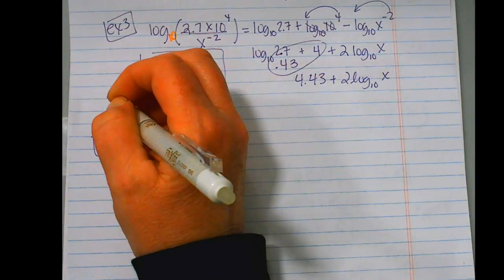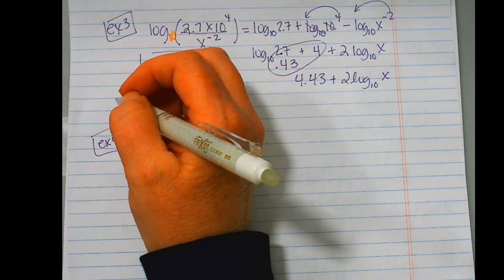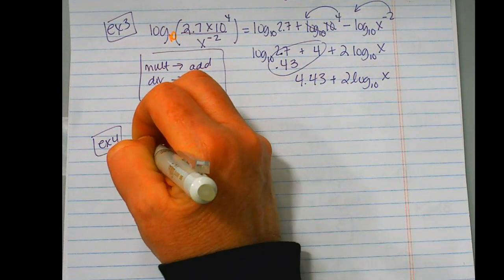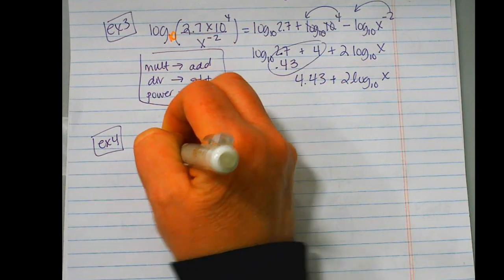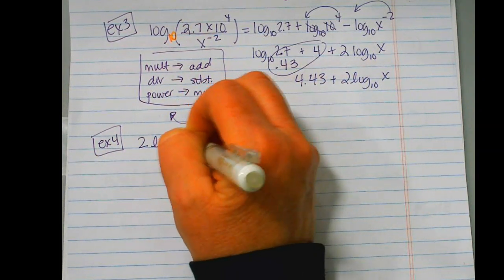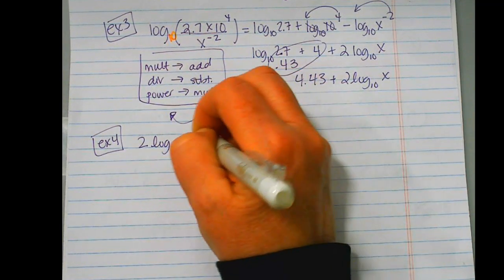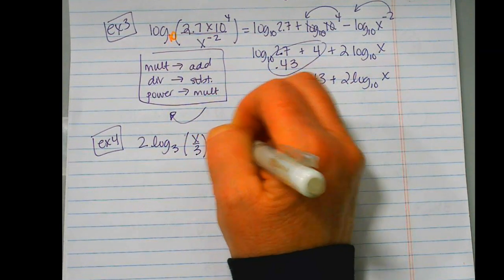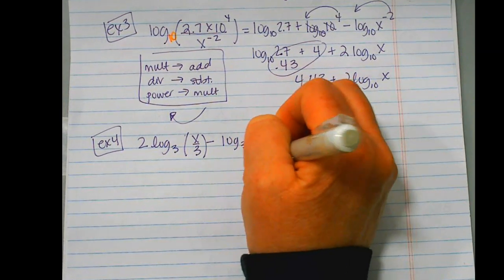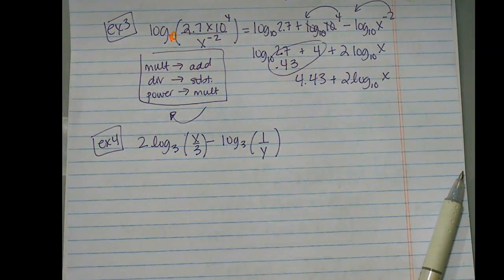Logically, that makes the most sense. All right, so here we have 2 log base 3 of x over 3 minus log base 3 of 1 over y. So what we want to do is combine it. I'll let you write it down. I want you to digest it a little bit and tell me what things you see.